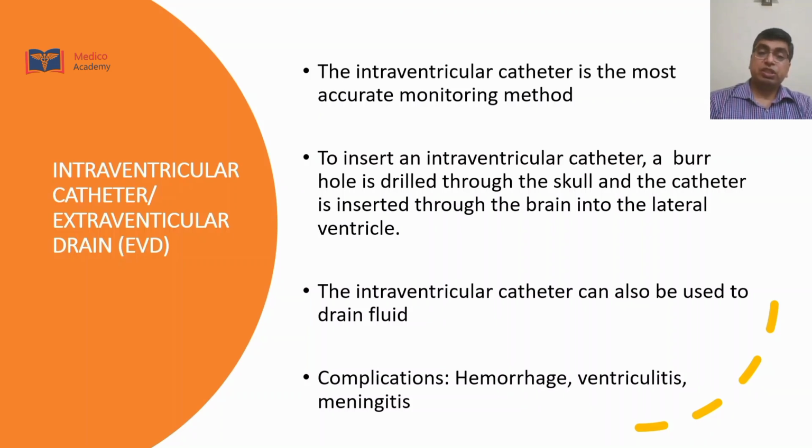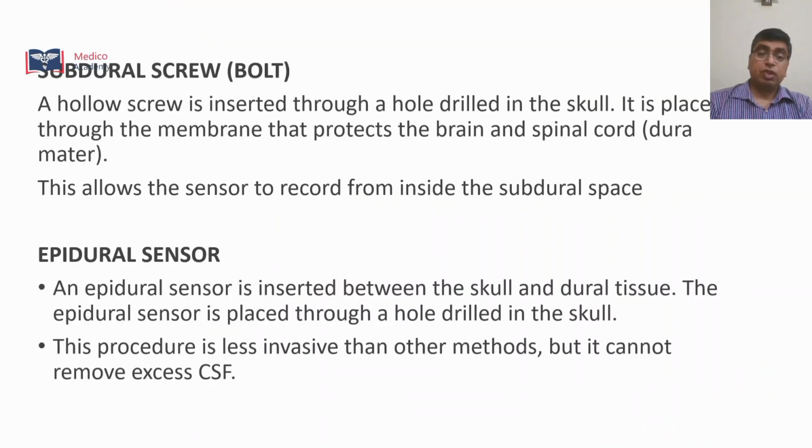But there are complications: while drilling the hole or inserting the catheter, hemorrhage can occur. Infection in the form of meningitis or ventriculitis can happen. In the subdural space, also we have to drill a hole and put a subdural screw or bolt. It allows the sensor to record from inside the subdural space. For the epidural sensor, again a burr hole is to be made in the skull. The procedure is less invasive than other methods, but we cannot remove CSF through epidural sensors.